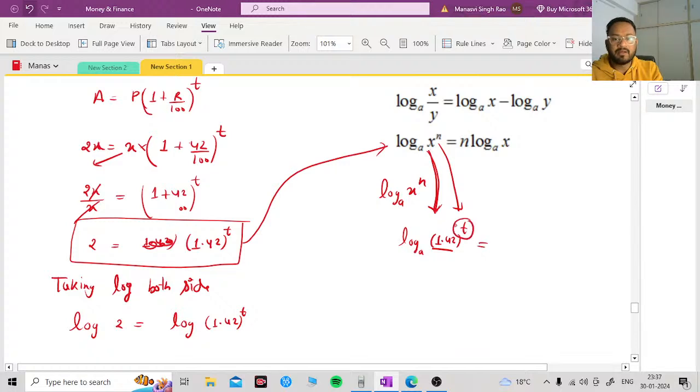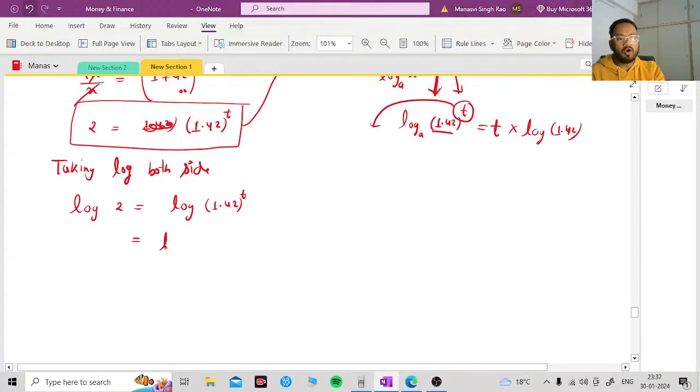So this is a property of log. t multiply by log x, that is 1.42. So how would I write? I would write like this, t multiply by log 1.42. Done. And this is equals to log 2. Done. Clear? Now Umani has given the answer. Let's see she is correct or not.